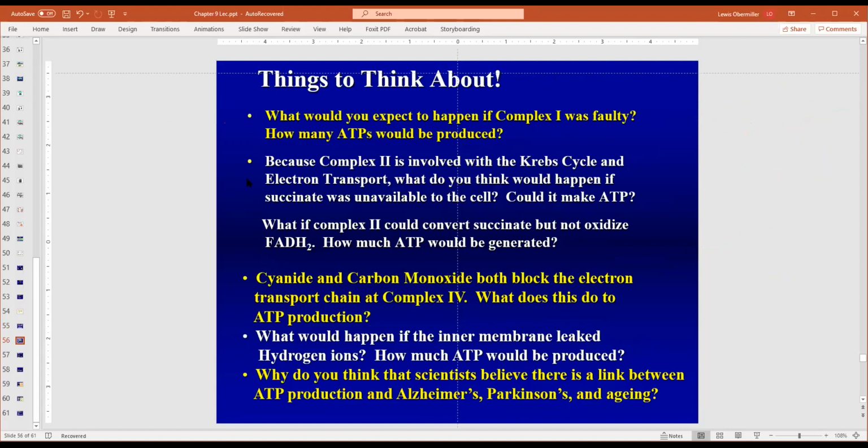All right. So just to recap, things that you need to know for the test. What do you think would happen if complex 1 didn't work? How many ATPs would you make? One second. So let's draw it out.